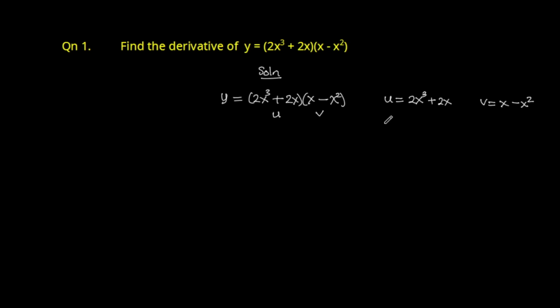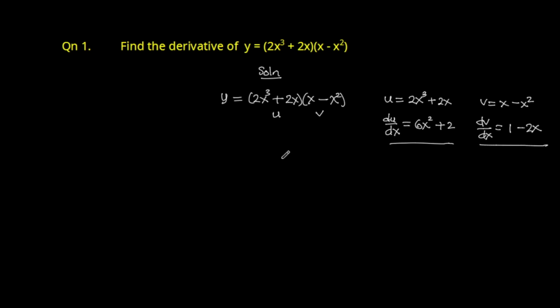So we can differentiate u with respect to x. du by dx equals 6x squared plus 2. Also, let's differentiate v with respect to x. That gives us 1 minus 2x.